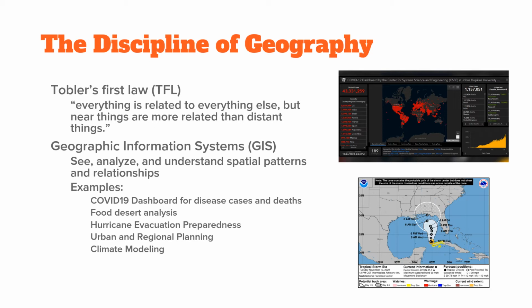In order to conceptualize the world around us, we use geographic information systems as a tool. So geographic information systems is a way that we can see, analyze, and understand spatial patterns and relationships. Some examples of GIS in action in our day-to-day lives include, right now with the COVID-19 crisis, the dashboards that we've had coming out with that. Then we can also look at food desert analysis or hurricane evacuation preparedness, along with other urban and regional applications.